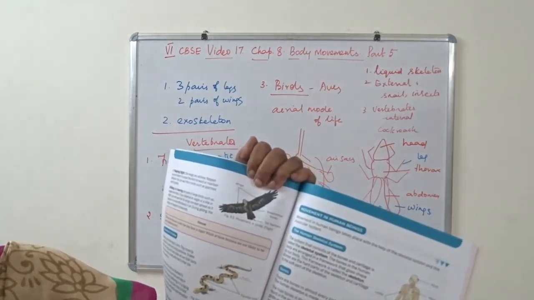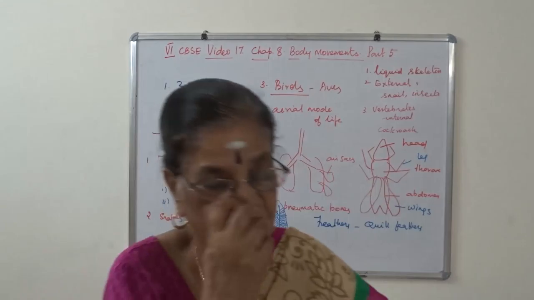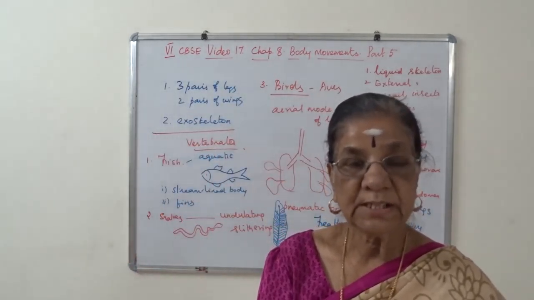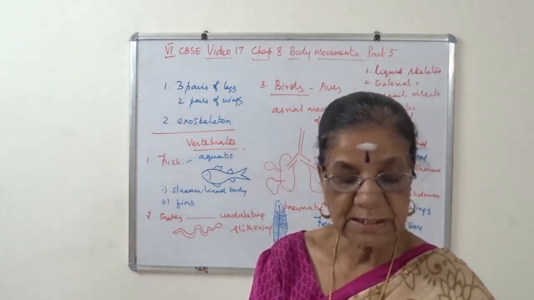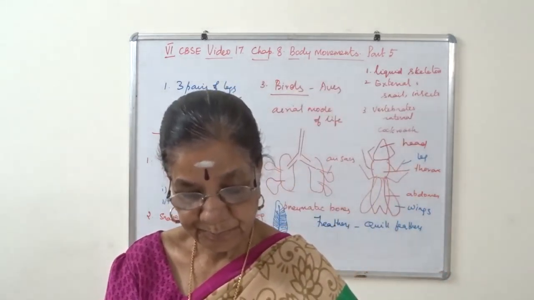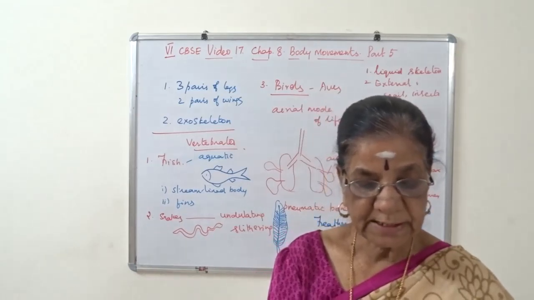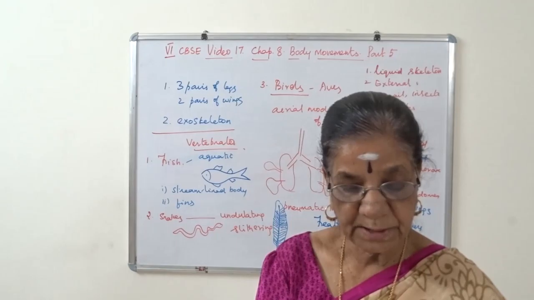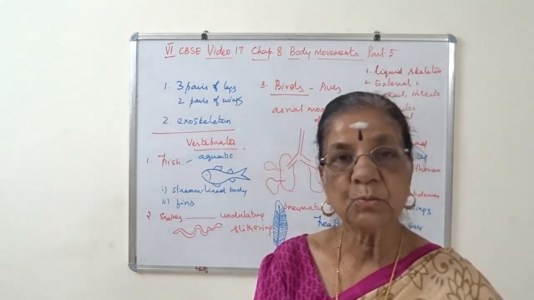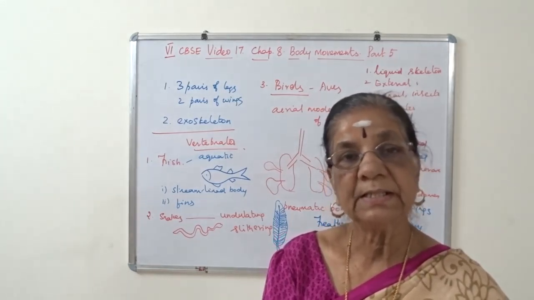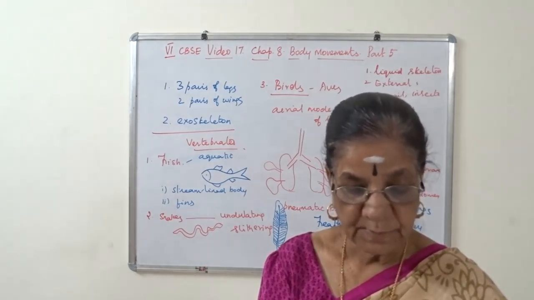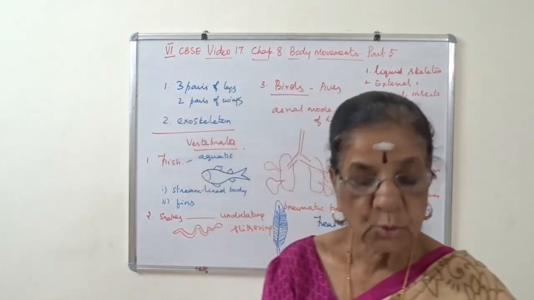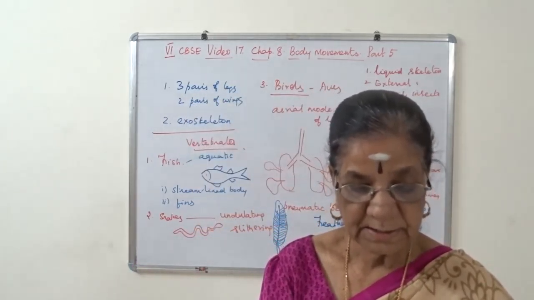Movement in birds, I hope you understand. Gliding and soaring are seen in large birds such as eagles and kites. If you observe an eagle or kite in flight, you can see its wings are kept spread as it appears to move effortlessly in air.